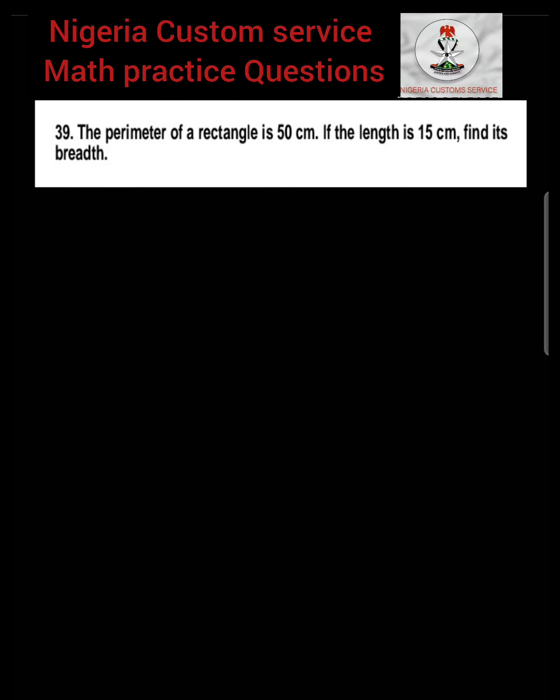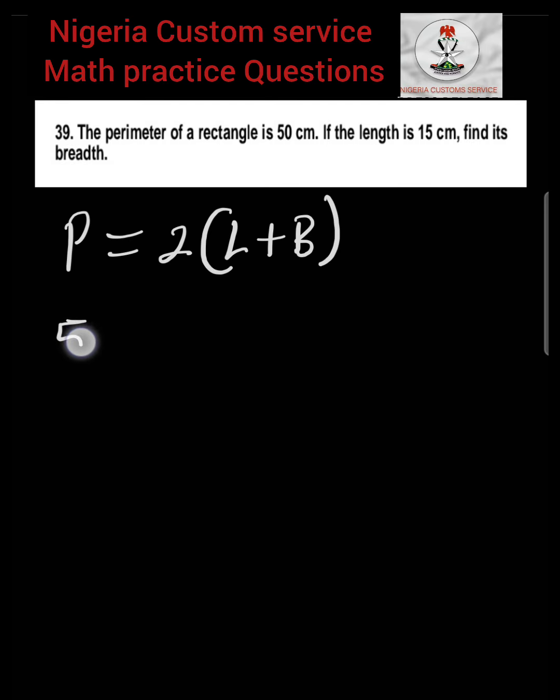Question number 39 reads, the perimeter of a rectangle is 50 centimeter. If the length is 15 centimeter, find its breadth. So we are given the perimeter already, the length is given, and we're asked to find the breadth. So all we're going to recall is the formula for perimeter. The perimeter of a rectangle is equal to 2 multiplied by length plus breadth. So this is the formula. And from the question, the perimeter is given as what? 50 centimeter, which is going to be equal to 2 into the bracket of the length, which is given as 15 centimeter, plus the breadth, and the breadth is not given. So we're going to keep it unknown.